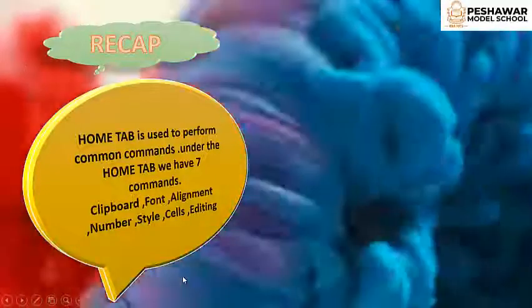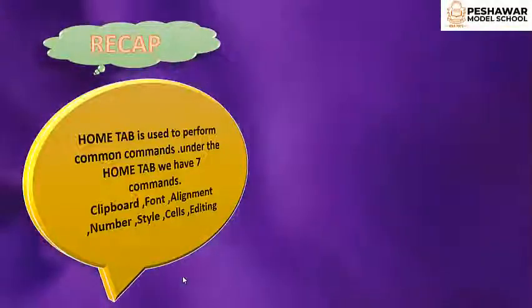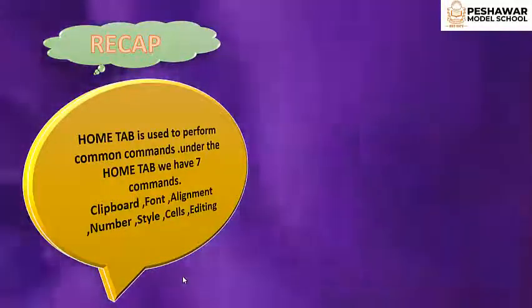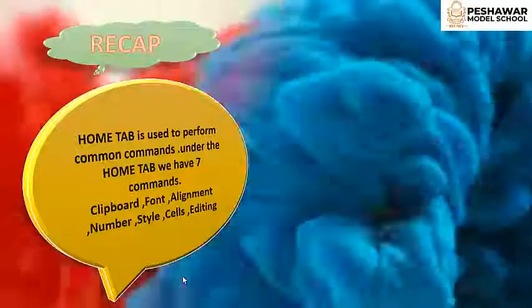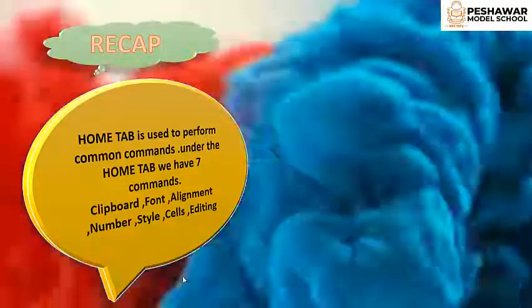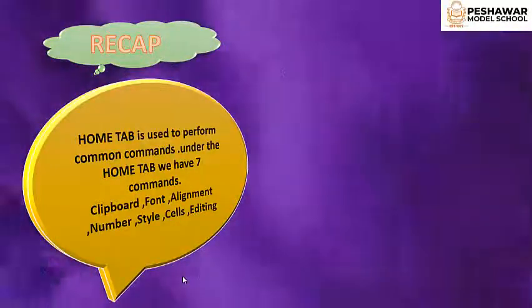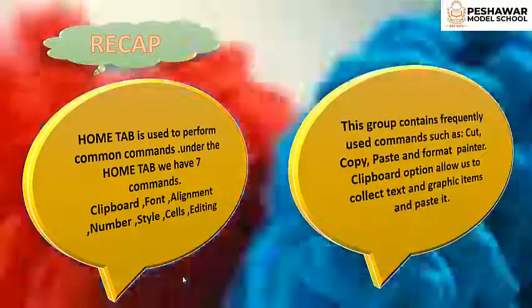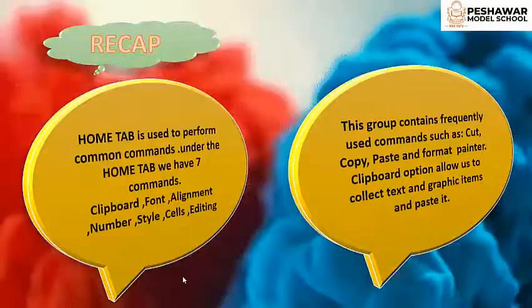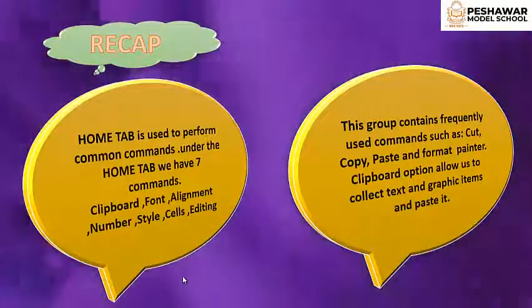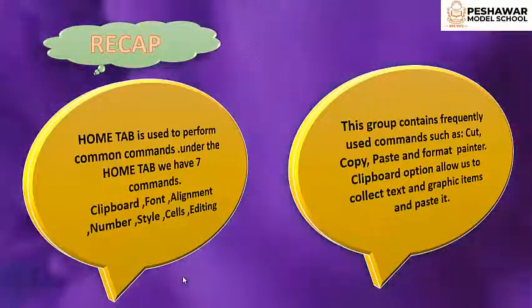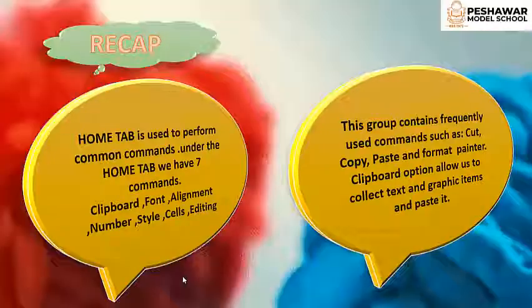So dear students, today we learned about Excel's Home tab. Excel's Home tab is used to perform common commands. Under the Home tab we have 7 command groups: clipboard, font, alignment, number, style, cells, and editing. We also learned about clipboard. Clipboard is the first group under the Home tab, and this group contains frequently used commands such as cut, copy, paste, and Format Painter. The clipboard option allows us to collect text and graphic items and paste them.